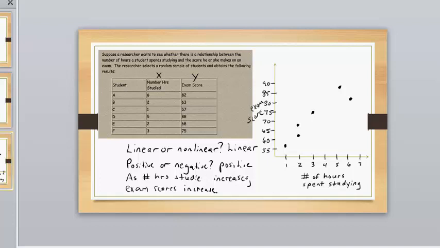So again, keep in mind that when you're asked to interpret from a scatter plot, these are the three things that you want to talk about. Is it linear or nonlinear? Is the relationship positive or negative? And then some sort of concluding statement that starts as your x value increases, what happens to your y value?